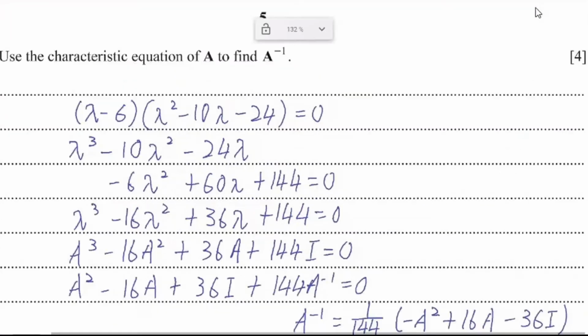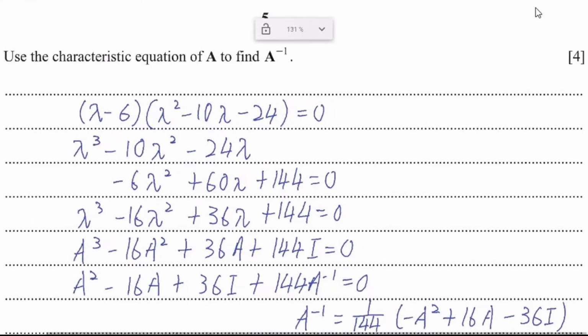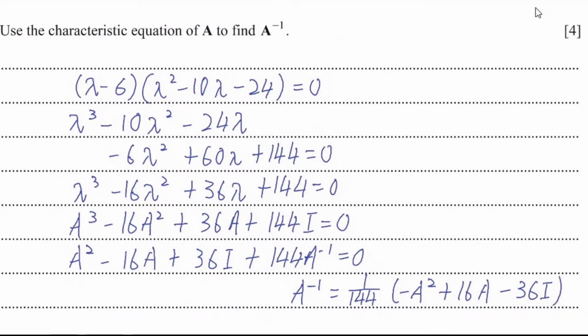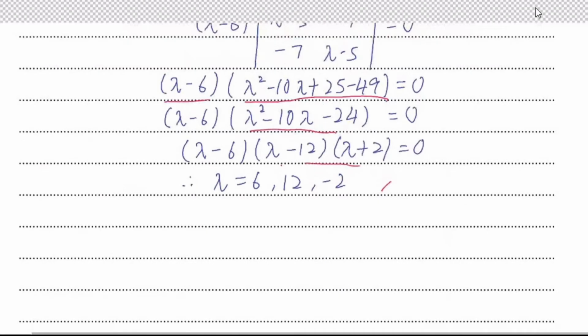So in the following part, we use the characteristic equation of A to find the A inverse. This is actually not like we are using the adjoint method to find the A inverse as usual. This time we must use the characteristic equation. So from the characteristic equation, we will somehow have the expressions earlier.